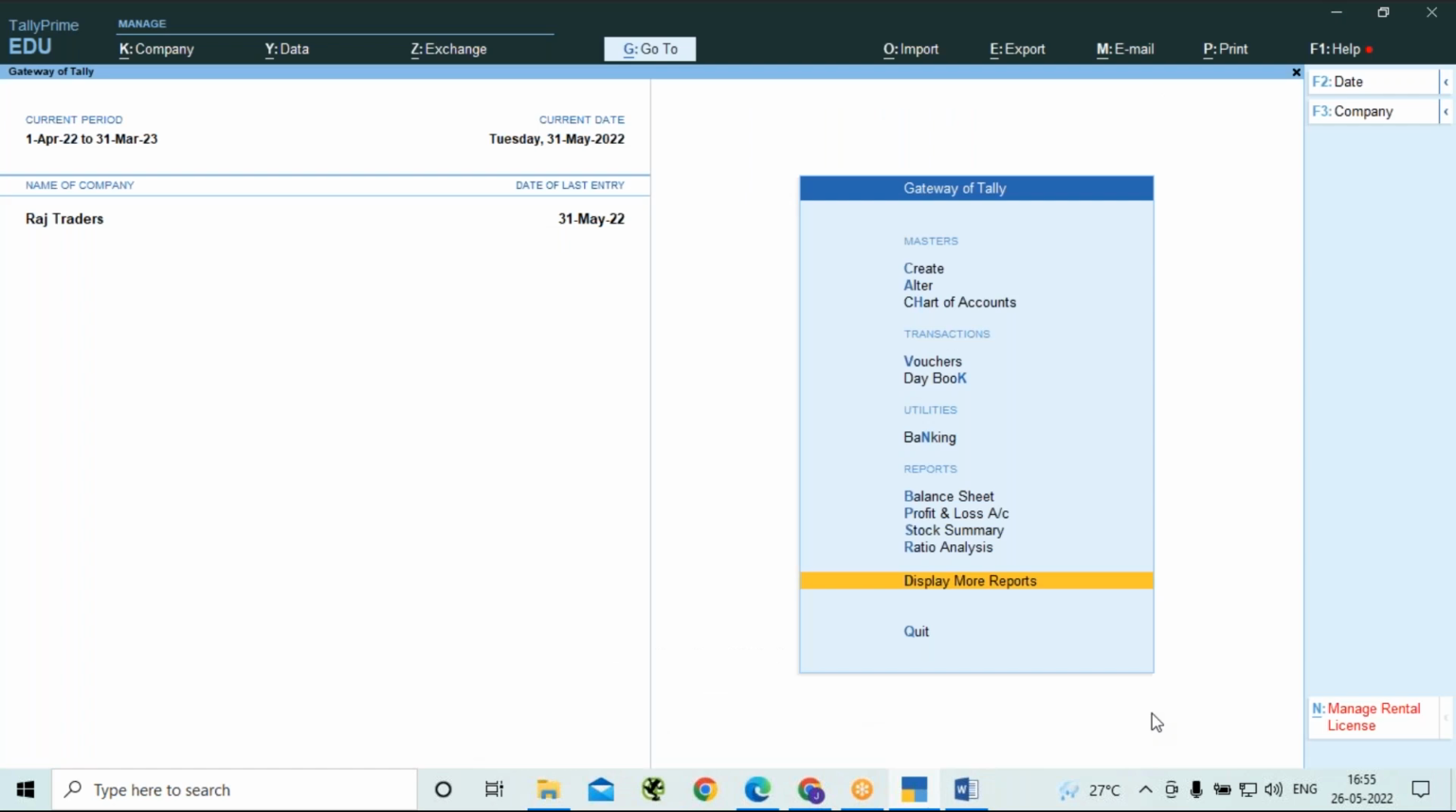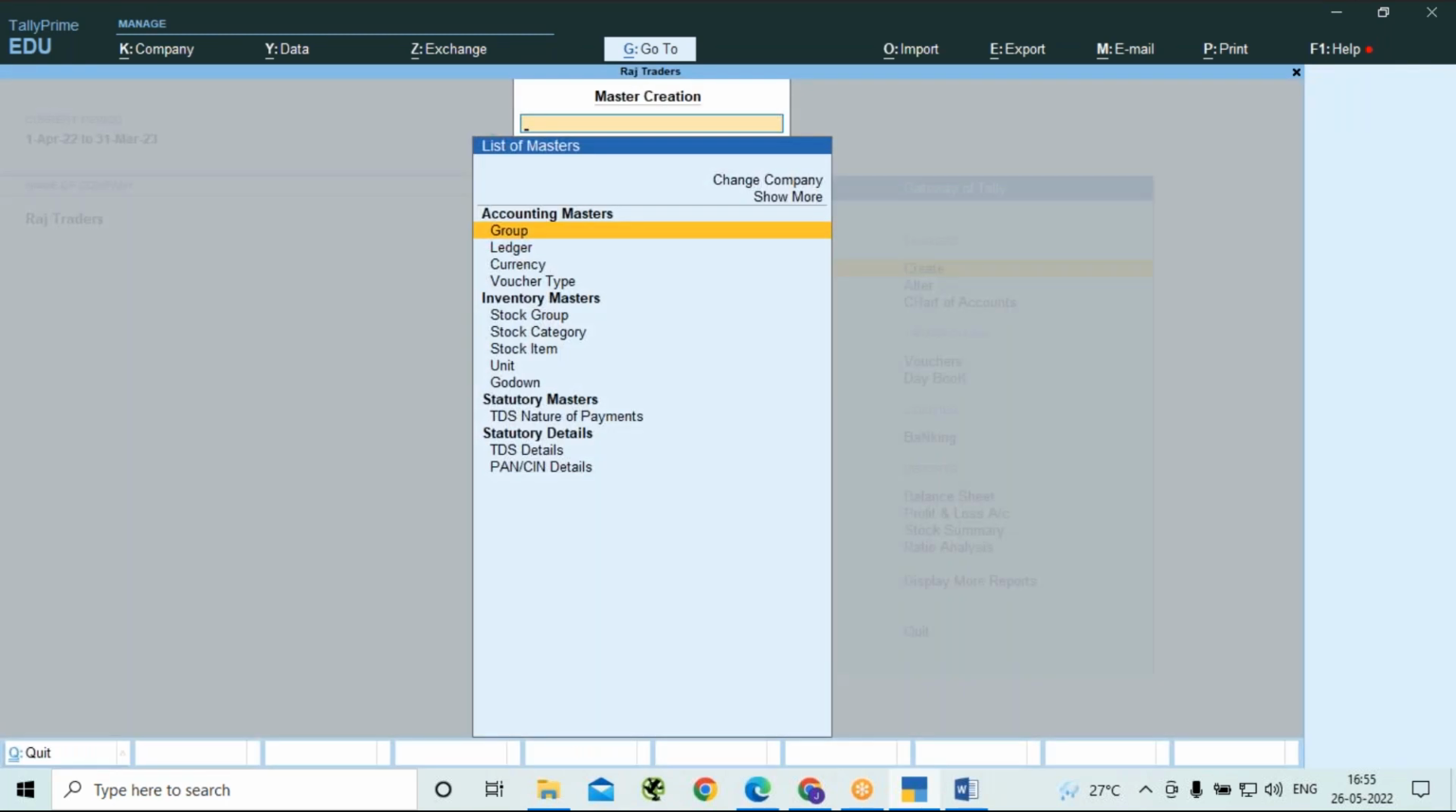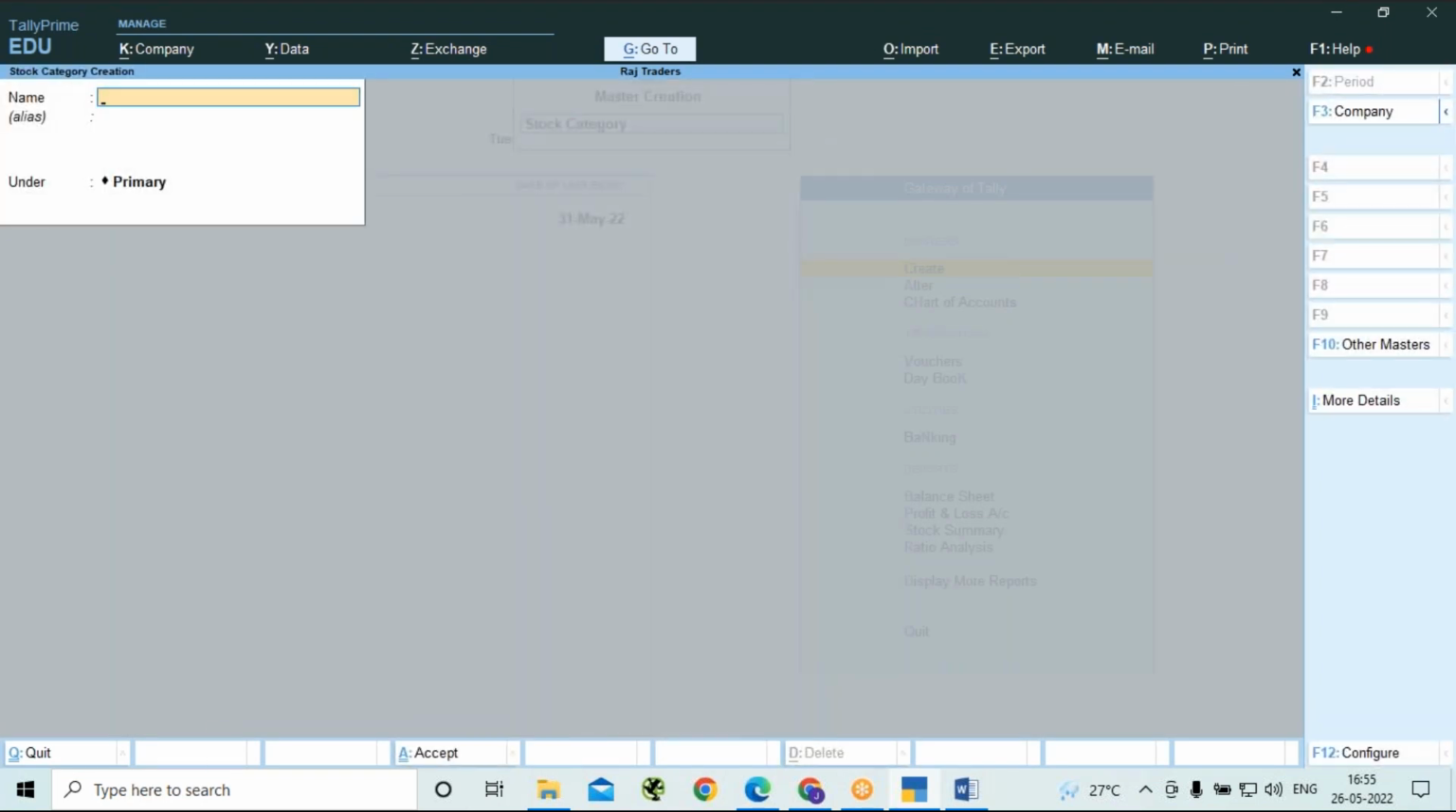Let me go to the Gateway of Tally. To create, let me go to the Create option, C is the shortcut key. Then under inventory masters, select stock category. Let me take it as category first. So here you can give the stock category details.